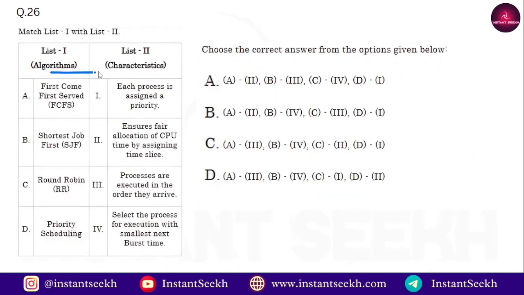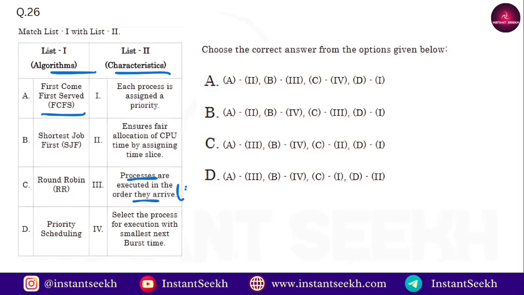Okay, we have a matching list again. Some scheduling algorithms are given and their respective characteristics. Let's first go with the elimination process, starting with the easiest one. First Come First Serve, FCFS, is what? Processes are executed in the order they arrive. As soon as the processes arrive in the sequence, they are executed.